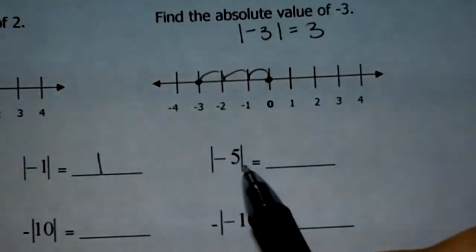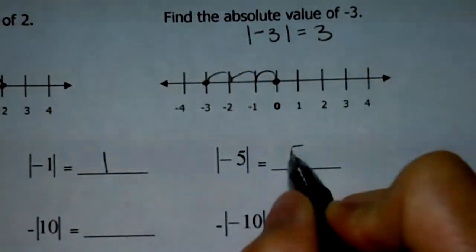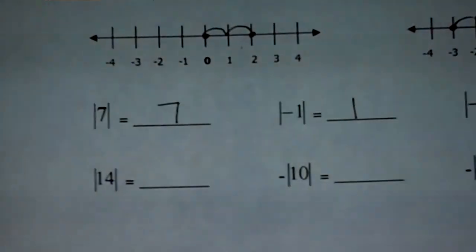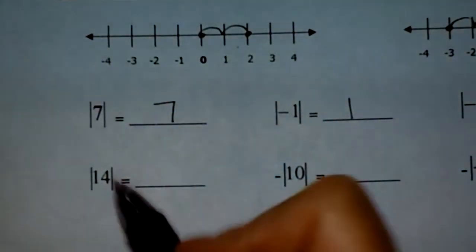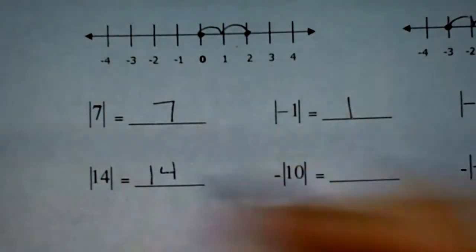The absolute value of -5, how far away from 0 is -5? It's 5 away. The absolute value of +14 is not -14 because distances aren't negative. From 0 to 14, 14 is 14 away.